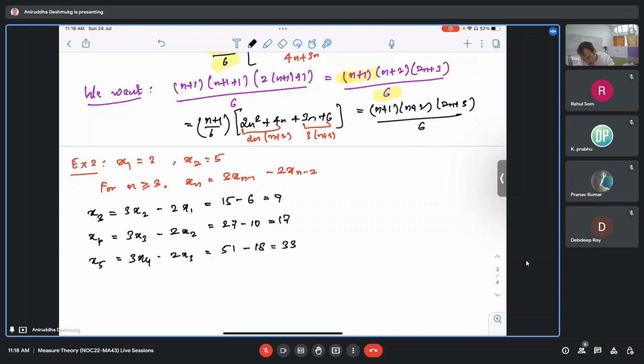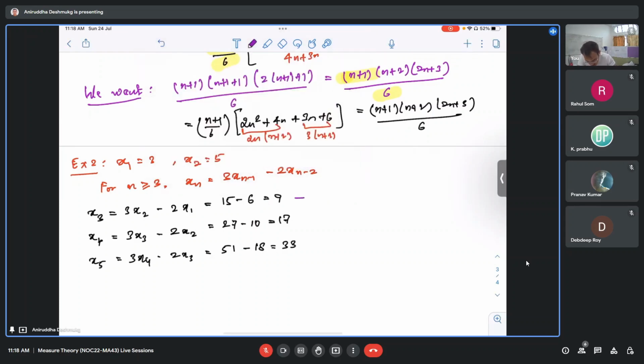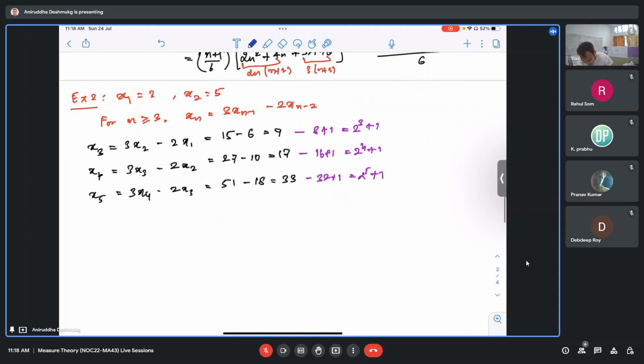If we notice, we should be able to see a pattern here clearly. This is 8 plus 1, which is 2 cube plus 1. This is 16 plus 1, which is 2 to the power 4 plus 1. And this is 32 plus 1, which is 2 to the power 5 plus 1. So what do we claim? We claim that the nth term in this sequence xn is given by 2 to the power n plus 1 for every n.